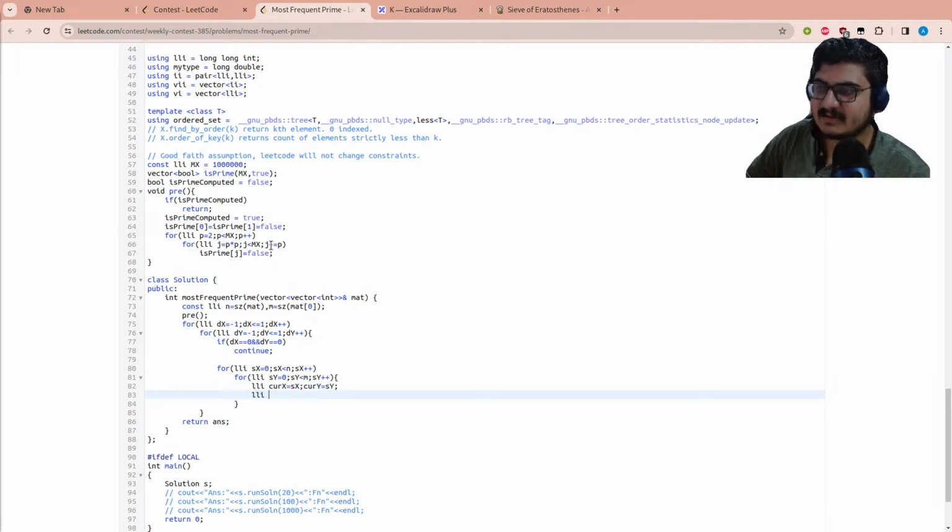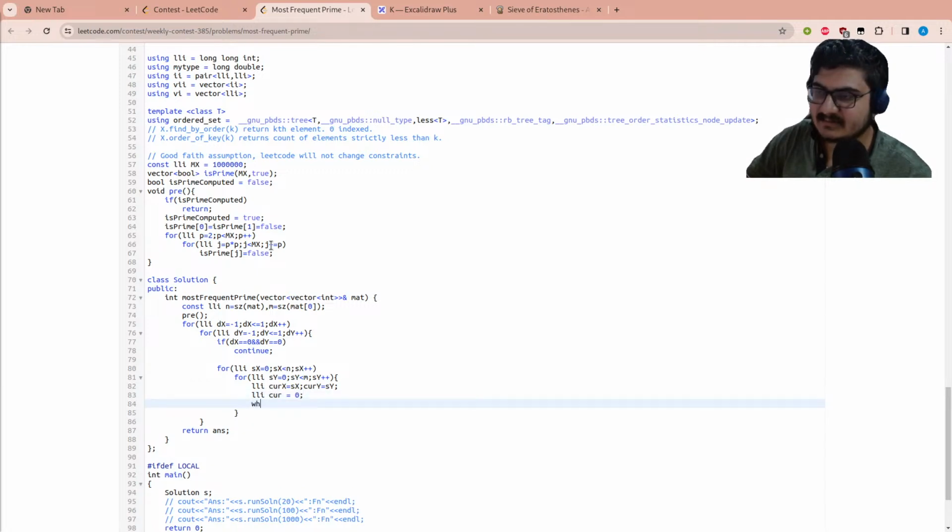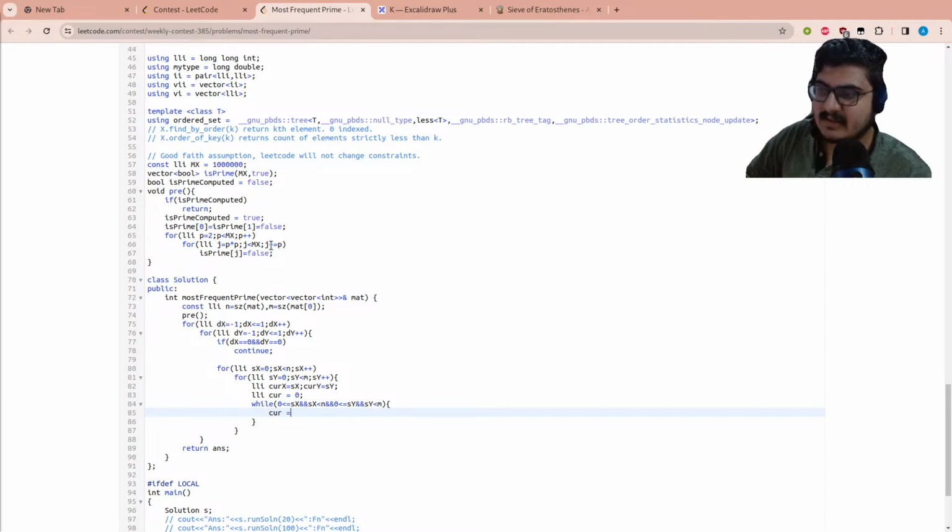Now we also maintain a current number. It starts with 0 and we keep appending the digits to it, as long as we are within the boundary, like at least we haven't moved out of the boundary. To append a new digit at the back, we multiply the existing number by 10 and add the new number at the back of it.